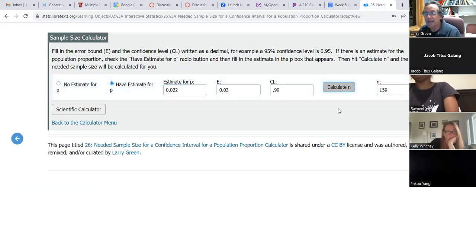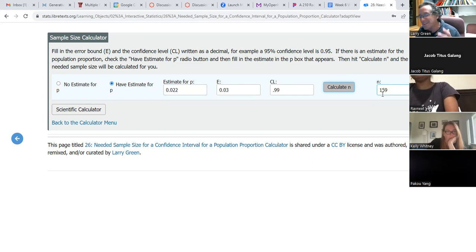Now, if we calculate n, it totally changed. Do you see that? Now we only have to look at 159 cars, and that is much easier. Any questions on that idea? So having an estimate turns out to make a big difference if it's either a very small percent or a very large percent. It turns out if the percent is close to 50%, it doesn't change much at all.